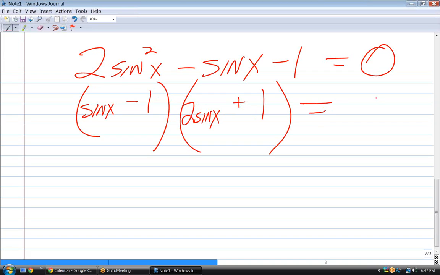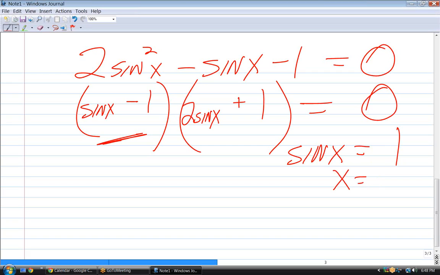Now let's solve for first sine x, and then let's solve for x. So what's sine x equal to? Positive 1. Set that equal to 0. In the unit circle, from 0 to 2 pi, where is sine x equal to 1? What value of x? Pi over 2, or 90 degrees.